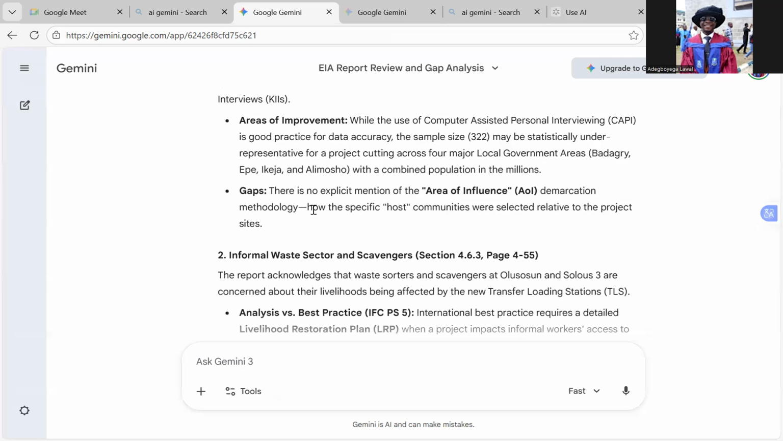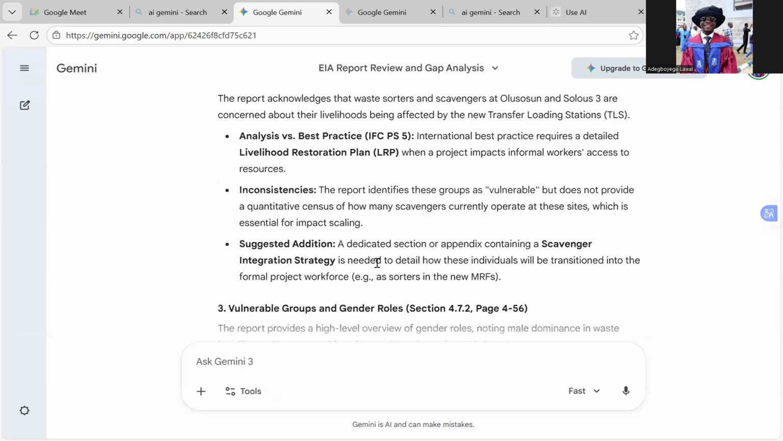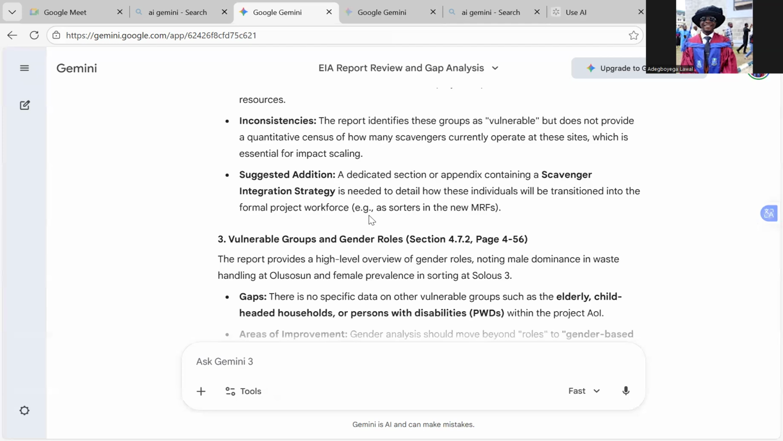Now, informal waste sector and scavengers. This is a very, very important part based on IFC Performance Standard 5. What is suggested is that a dedicated section or appendix should contain a scavengers integration strategy. This is needed to detail how individuals will be transitioned into the formal workforce, e.g. sorters in a new MRF, so that they do not lose their livelihood, because the report identified them as vulnerable, but does not provide a quantitative census of how many scavengers there are and how they are going to be managed. So these are areas which we look at.